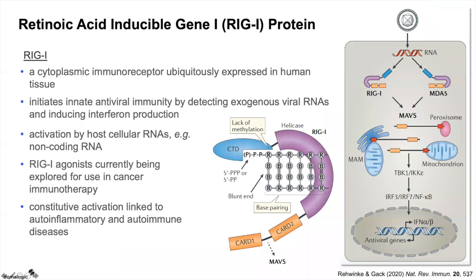RIG-I stands for retinoic acid inducible gene. It's a cytosolic pattern recognition protein that, when it binds viral RNA, activates downstream production of interferon. It's a large multi-domain protein that recognizes short, duplexed, blunt-ended, 5' tri or diphosphorylated positive strand viral RNA, such as that found in SARS-CoV-2.